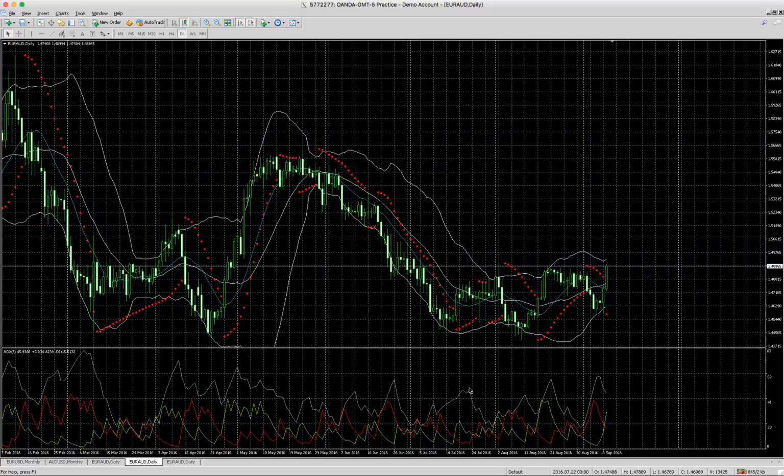Let's take a look at this here. Here you have the green crossing the red, and you have the ADX moving up. So this is basically telling you that you have a trend. When it moved up after the red crossed, you're in a trend.